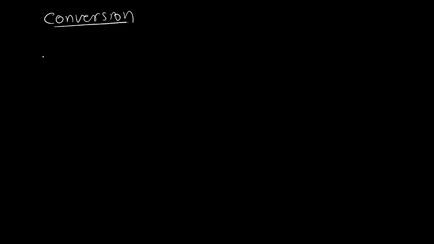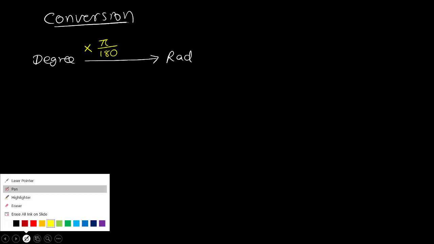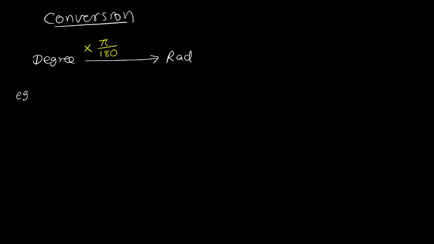If the degree measurement is given, we can convert to radian. The proof I don't want to discuss, but when I discuss the first example, you can understand the reason. You just multiply the degree measure by pi by 180. Degree into pi by 180, you will get radian. Please memorize this.